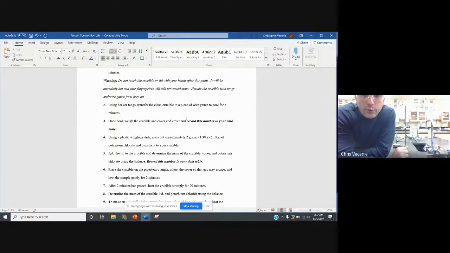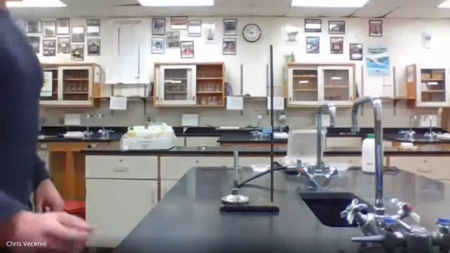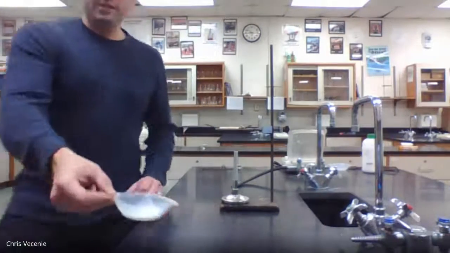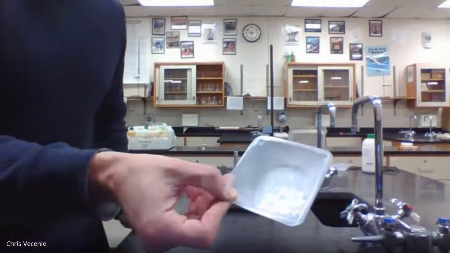And we're going to transfer it into the crucible. We really don't care what that number is because we're going to measure the crucible with the white powder, the potassium chlorate in it, just in case anything gets stuck. All right, and I'll show you what I mean by that. So you guys can see what's going on here again, I'm going to come over here. Here is my potassium chlorate. Like I said, just the white salt.